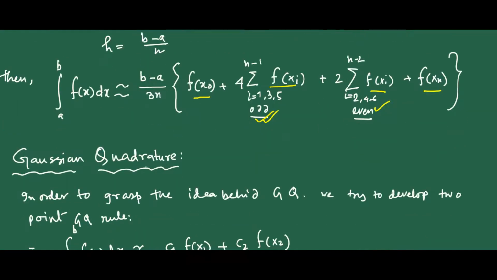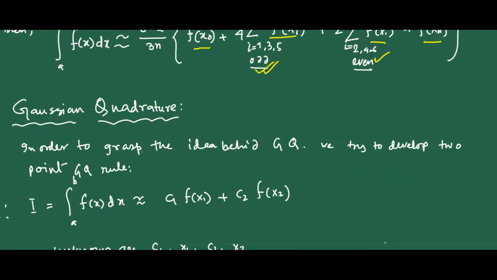I am not giving every detail of Gaussian Quadrature; I think you are already familiar with it from the previous semester, where there was a course on integration and how to do it in an involved way. I am just giving a brief primer, as I said at the beginning of the lecture. To grasp the idea behind Gaussian Quadrature, we try to develop the 2-point Gaussian Quadrature rule.